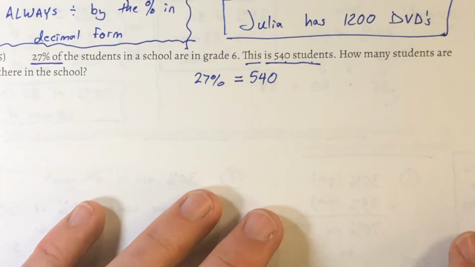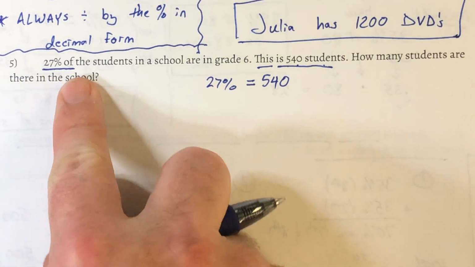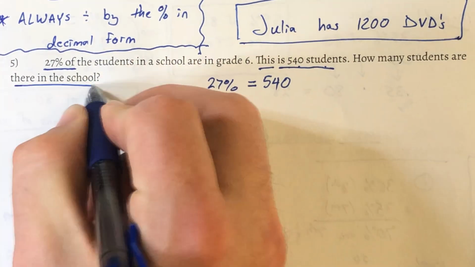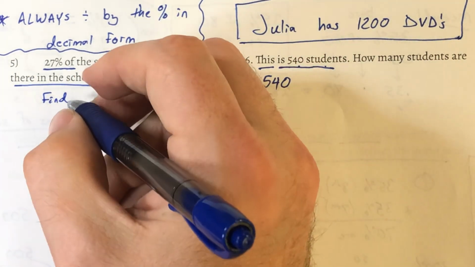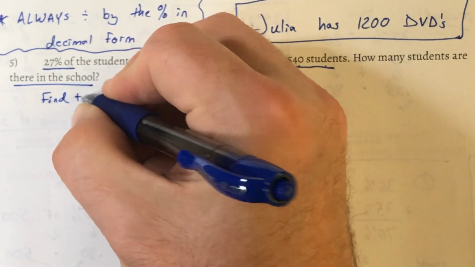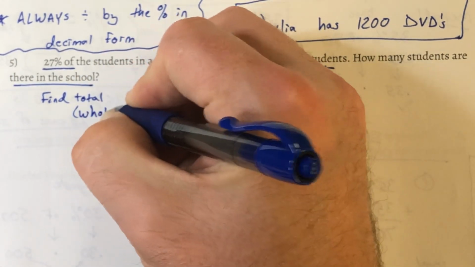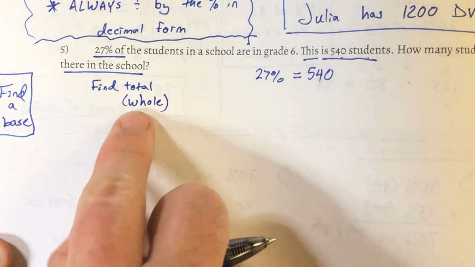So let's continue with the question and see if that's really what we want to find. How many students are there in the school? Yep, that kind of sounds like it wants the total. So again, if you're wanting to find how many students are in the school, it wants you to find the total, meaning the whole, meaning find the base, because that's what we refer to as the whole.